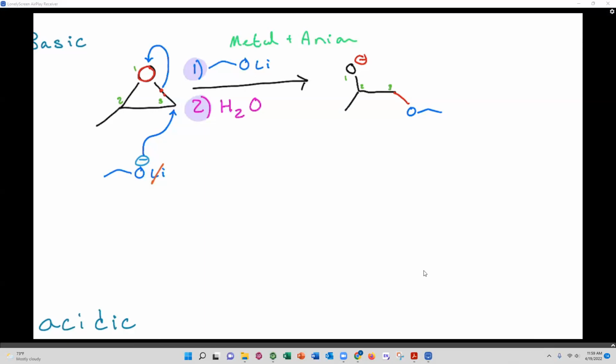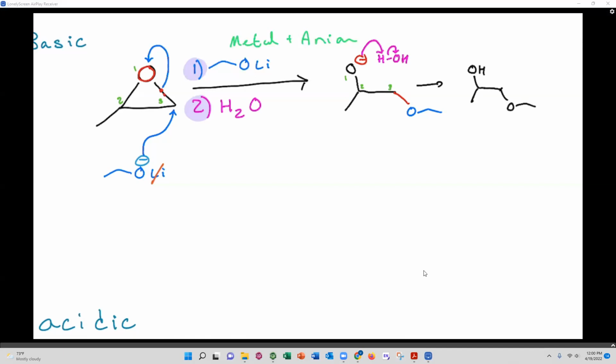We can't complete a reaction with a charged species, because by definition, it is not a compound. Compounds are always, always, always neutral. And so this is where the water workup comes in. So we're going to bring in an equivalence of water, and we're going to protonate my anion. And then the final structure will look like this. And that is your answer.